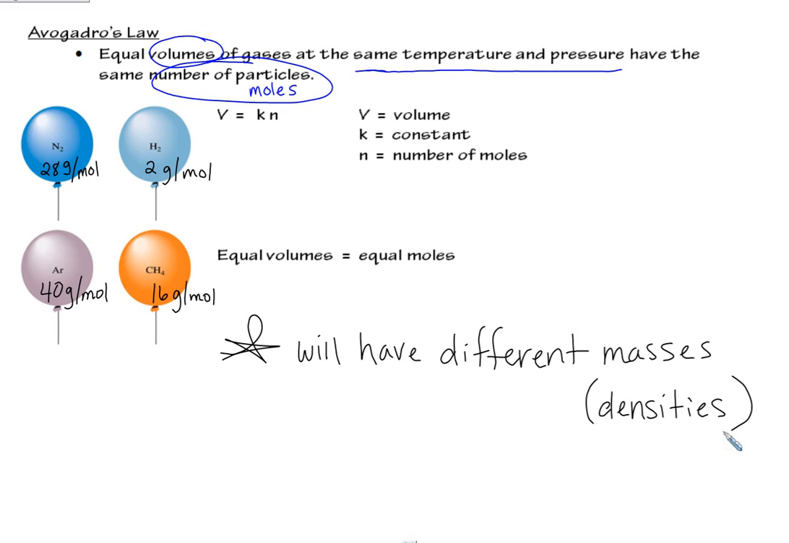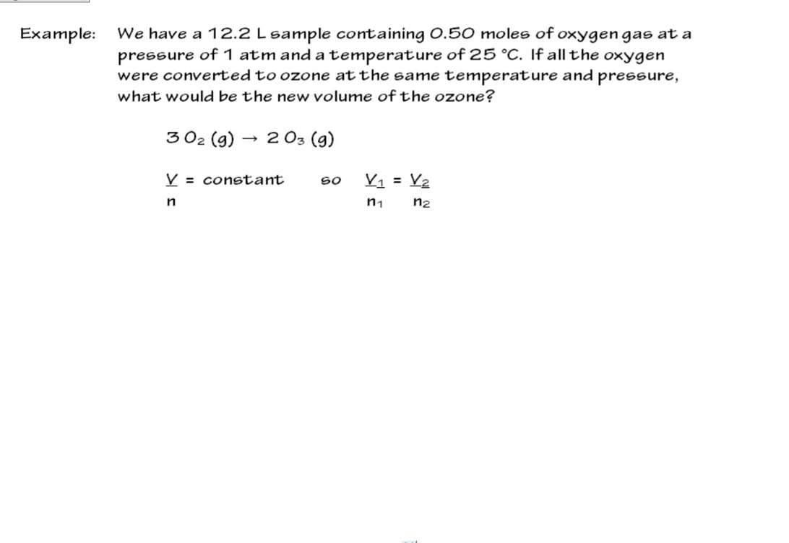Now here's how you might apply this. Ooh, this looks like maybe a little stoichiometry. I have an equation. We've got some oxygen gas, and we're going to turn it into ozone, O3. We have a 12.2 liter sample containing about half a mole of oxygen at 1 atmosphere and 25 degrees Celsius. We'll assume that those conditions remain constant. All the oxygen is converted to ozone. Oh, there it is, at the same temperature and pressure. What will be the new volume of the ozone?